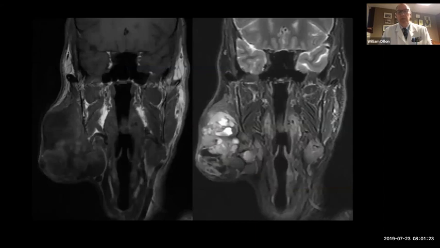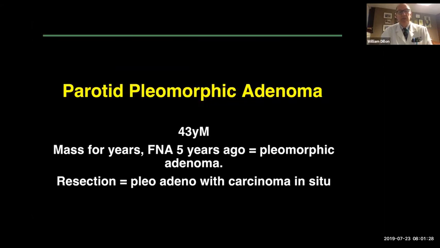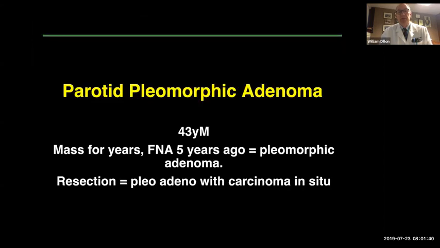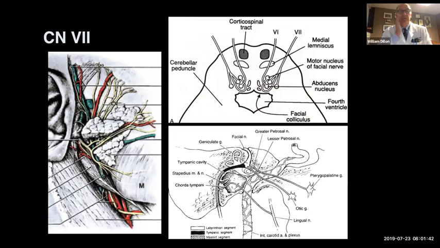And when they get this big, it's a little hard to know what it is. In this case, this was a giant pleomorphic adenoma. He had this mass for years, didn't take care of it, and it also had a little cancer in situ. So this was a complicated case, but it can get very large if not taken care of.